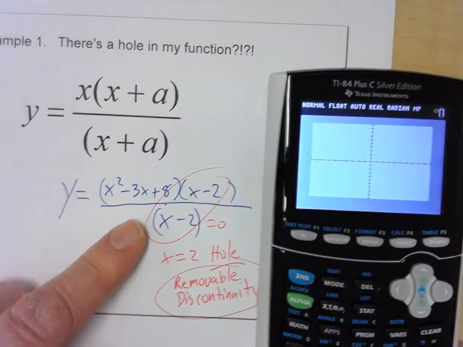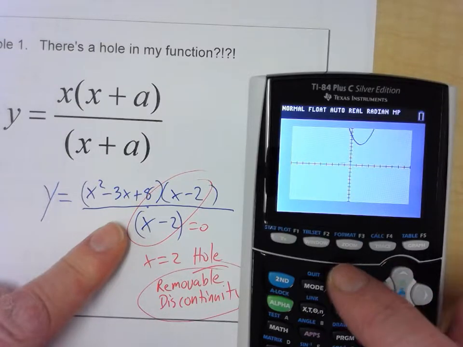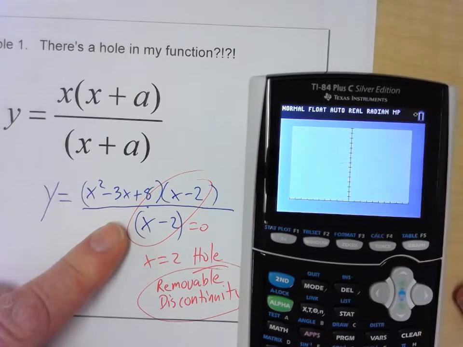If we don't, then I need to change the window so I can see it. There's my parabola. Okay, I want to look a little bit higher so I can see the parabola better. So if I go to the window, I'm going to do negative 10 to 10, and I'm going to go 0 to 15 and see what that gives me. So I'm going to see a little more of the parabola here. Okay, but there's a hole in the parabola at x equals 2.